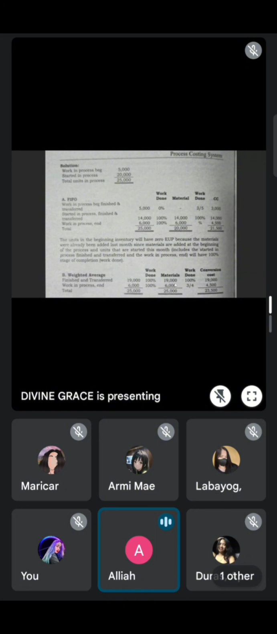Ang pinagkaiba lang niya dun sa even, yung work done. Kasi nga sabi niya dito, all materials are added at the beginning, kaya magiging 0 yung EUP ng materials. Tapos yung work done ng started and process at si work and process na end ay parehas na 100%. Katulad ng sinasabi ko, para makuha si EUP, i-multiply palagi si units at si work done.